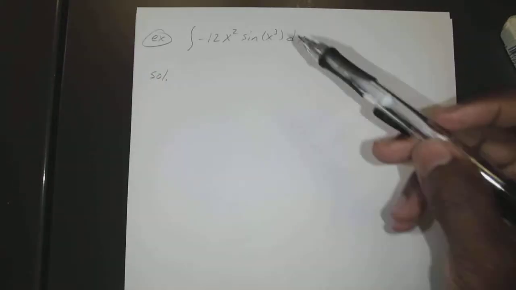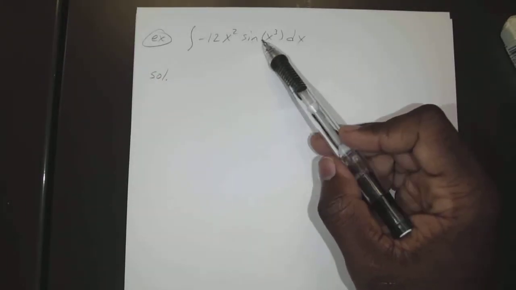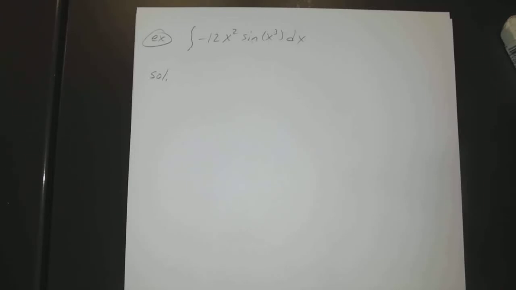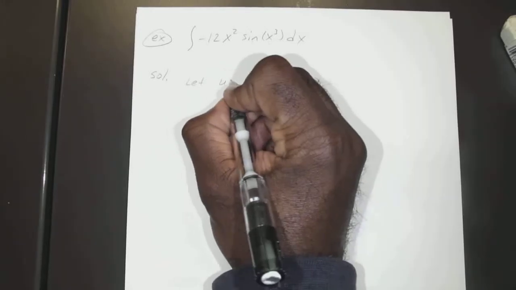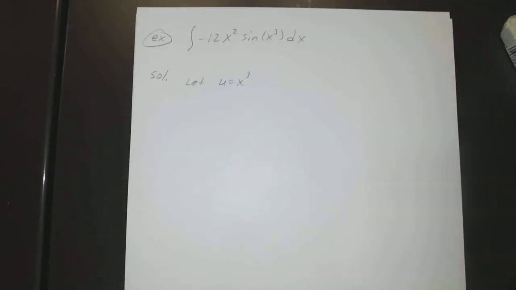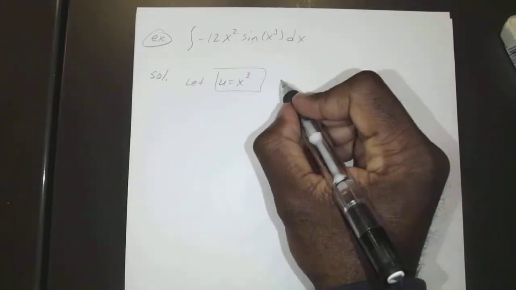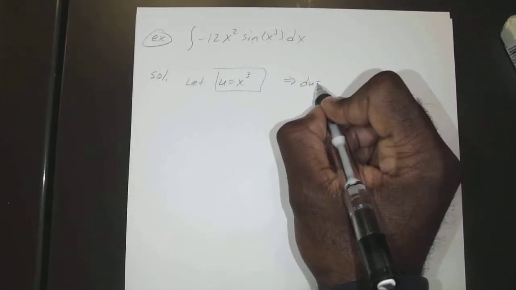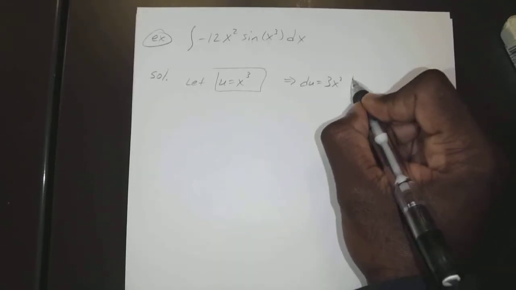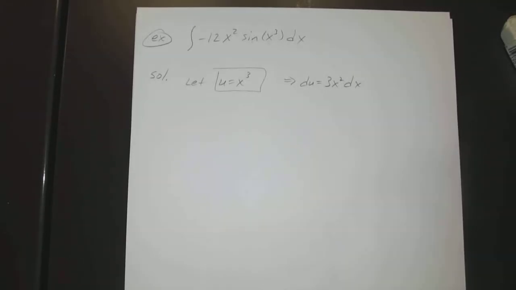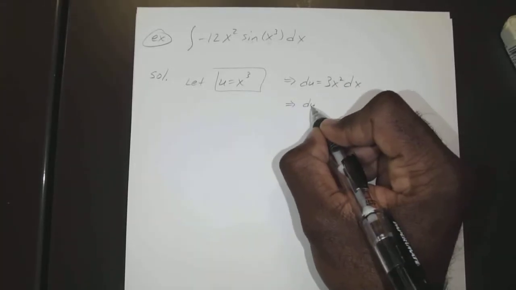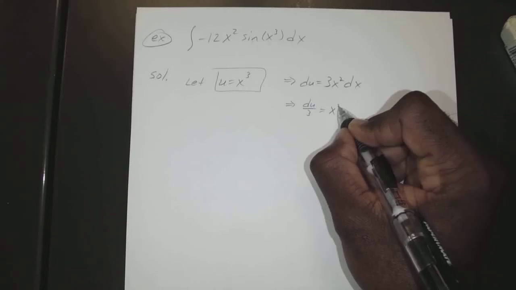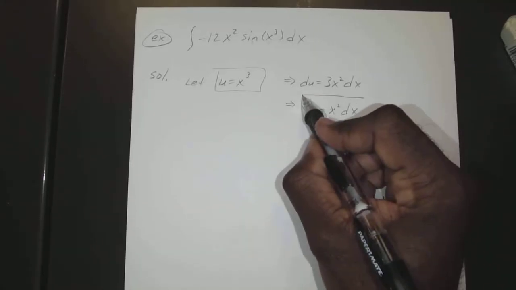So just like before, our goal is to get this to become sine u du. Okay, so we do that by making u equal x to the third power, which means your derivative of u equals 3x squared with respect to x. Divide both sides by 3. du over 3 equals x squared with respect to x.